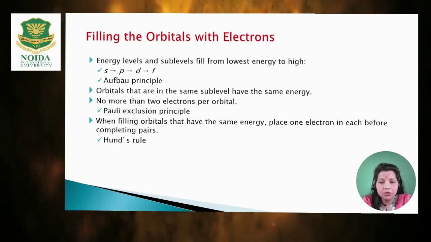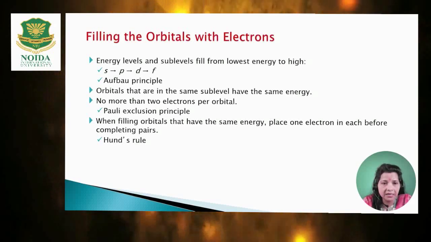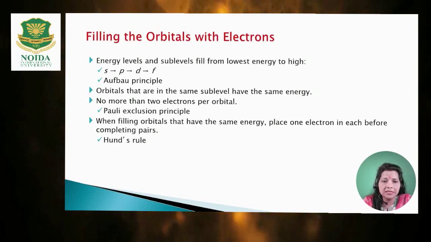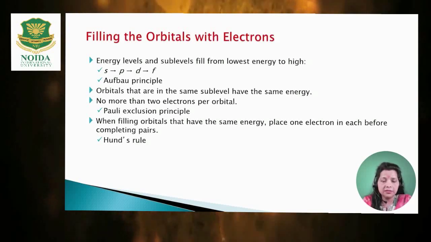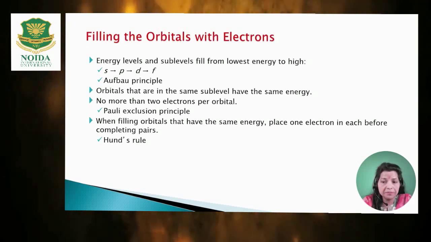Now whenever you want to write the electronic configuration of the elements, or fill the orbitals with electrons, how will you go? We have three principles here. One is the Aufbau principle, another is Pauli's exclusion principle, and the third is Hund's rule. All these three rules collectively help you make the electronic configuration of any element.